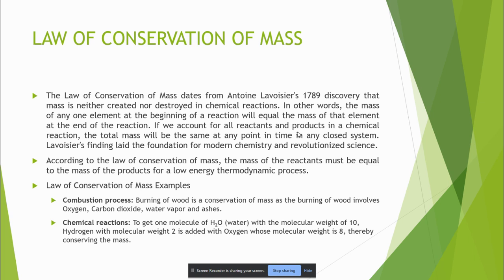In other words, the mass of any one element at the beginning of a reaction will equal the mass of that element at the end of the reaction. The mass does not change, but the arrangement changes, the distribution changes. If you account for all reactants and products in a chemical reaction, the total mass will be the same at any point in time in a closed system. Lavoisier's finding laid the foundation for modern chemistry and revolutionized science.